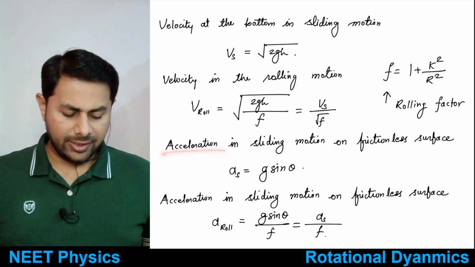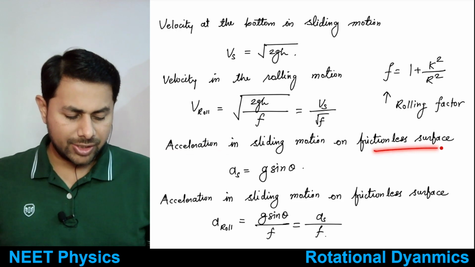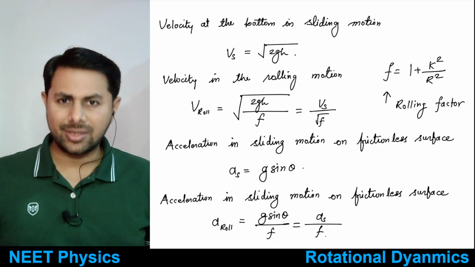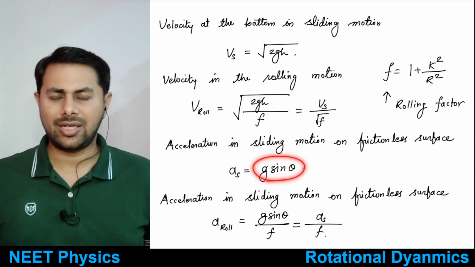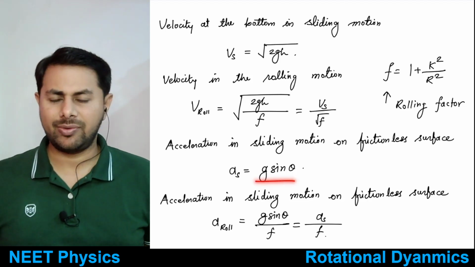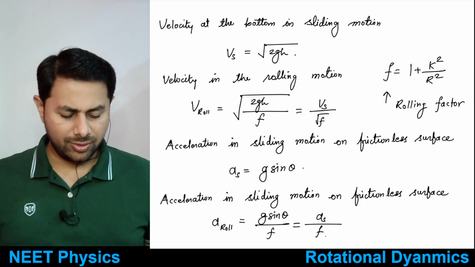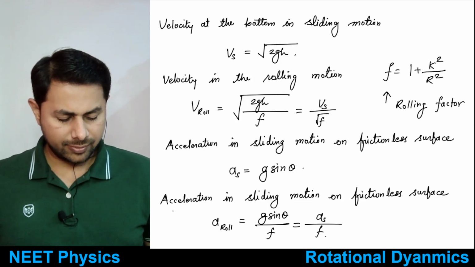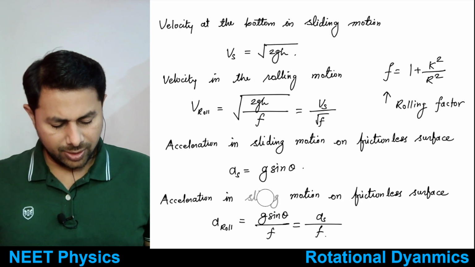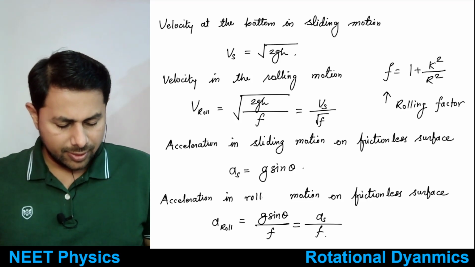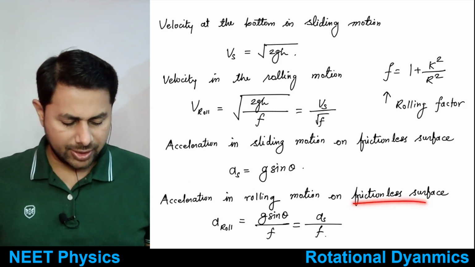Then acceleration in sliding motion on a frictionless surface. We know that if a body slides down on a frictionless surface, then its acceleration is given by g sine theta. If a body slides down on a smooth surface, its acceleration is given by g sine theta. So if a body rolls down on an inclined surface, this is in case of rolling motion. The earlier one was in case of sliding motion.